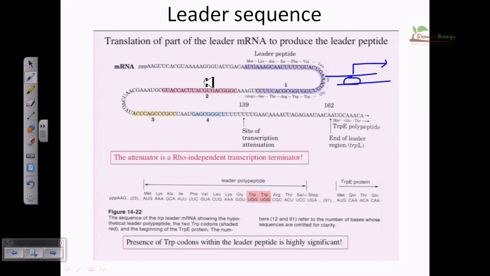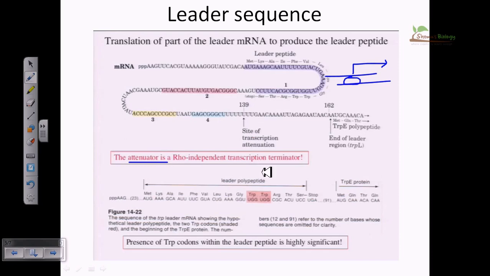So right after synthesizing the mRNA of the leader sequence, what are they assuming? They are assuming that even if the repressor system failed, this leader mRNA will still have enough capability to block the tryptophan operon. Okay, now it helps in the attenuation of the tryptophan operon. Attenuation means the termination of the transcription of those structural genes, right? And how is it achieved? By a simple mechanism in this case.